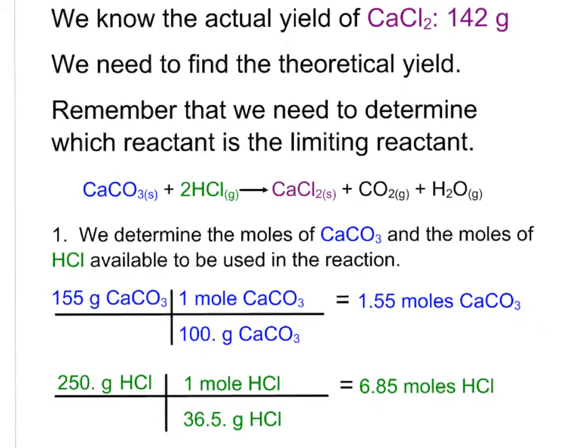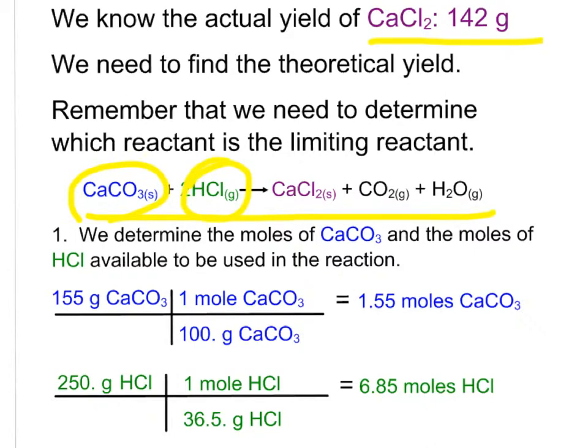We know from the problem we have 142 grams of calcium chloride. We need to then find the theoretical yield. So remember, in order to do that, we need to look at our balanced equation here, and we need to come up with a limiting reactant. So in order to do that, we start with the grams of each of our reactants, the calcium carbonate and the hydrochloric acid, and I've listed those right here.